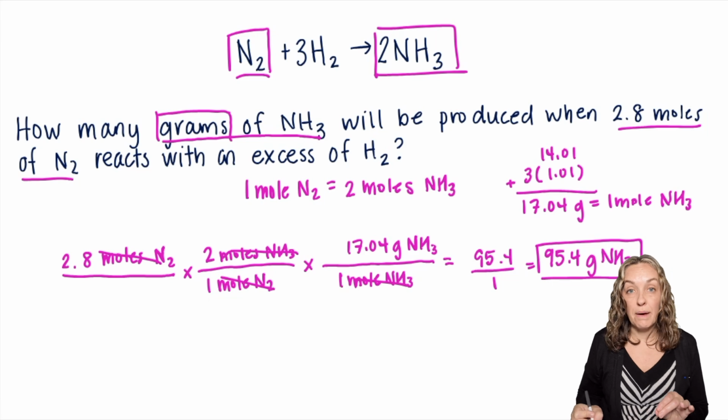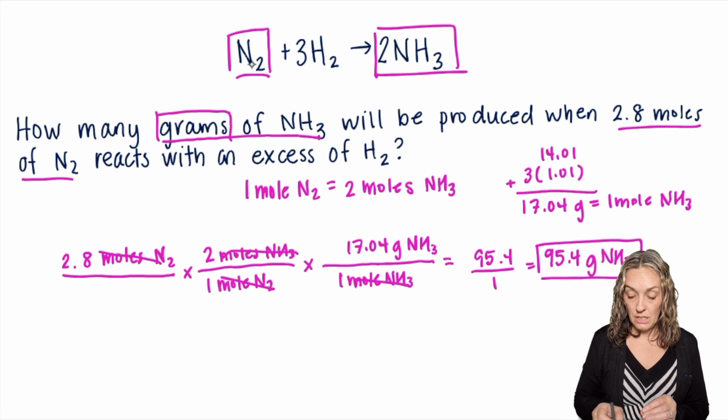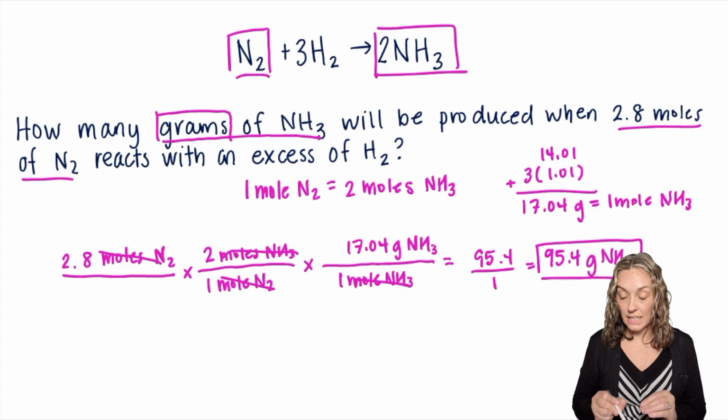It's important to remember what this number means. If I were to run the reaction here, starting with 2.8 moles of N2, I can predict that in the lab, I would produce exactly 95.4 grams of NH3.